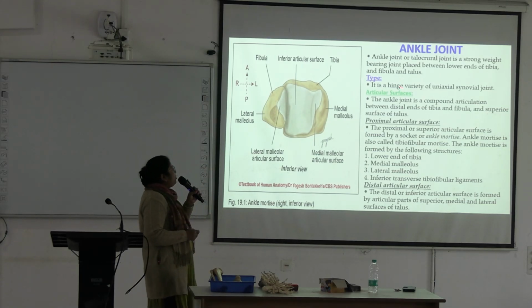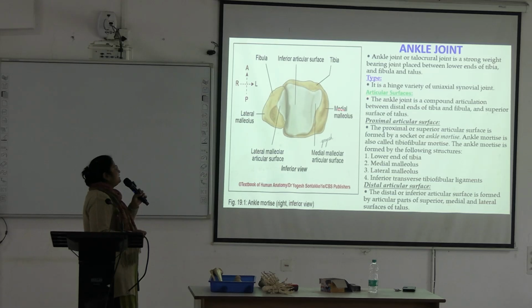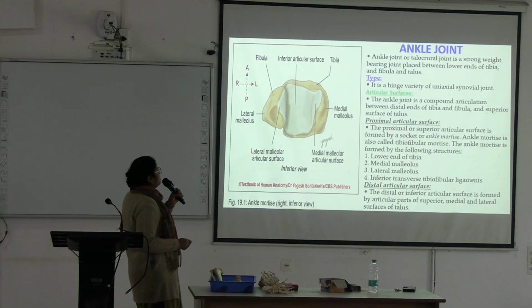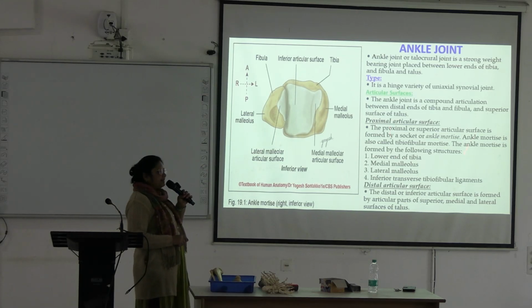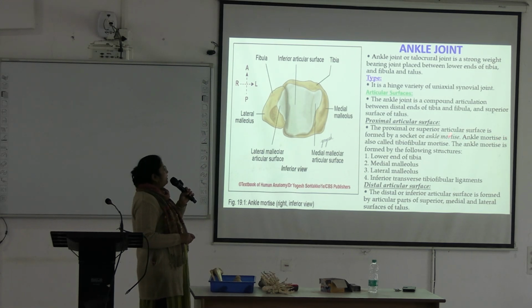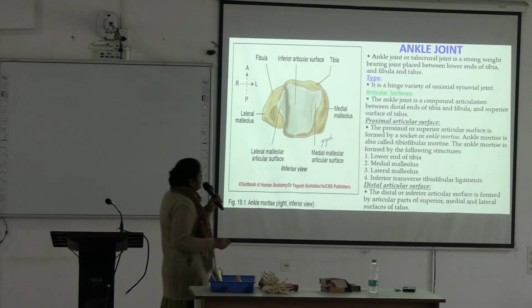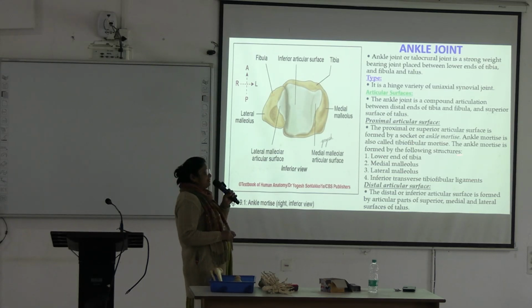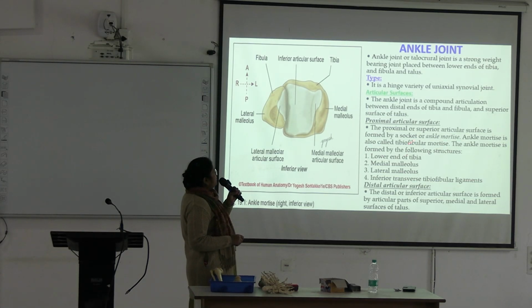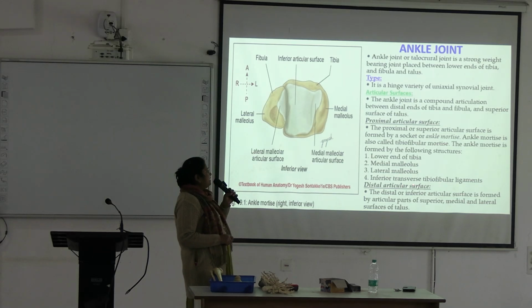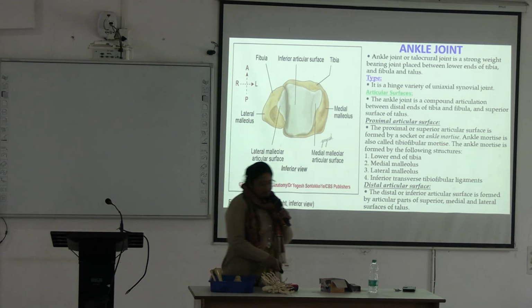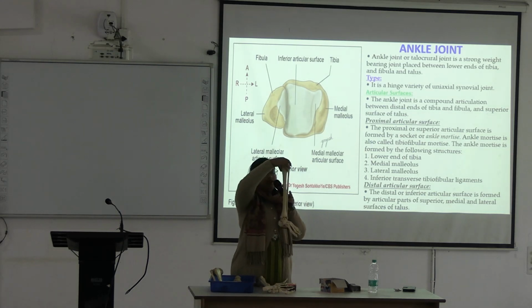So the ankle joint is a compound articulation between the distal ends of tibia and fibula and superior surface of the talus. So the proximal or superior articular surface is formed by a socket or ankle mortise. Okay, and this ankle mortise is also called tibiofibular mortise. An ankle mortise is formed by these following structures: lower end of tibia, medial malleolus, lateral malleolus, and inferior transverse tibiofibular ligaments. You can see here, this is ankle joint.